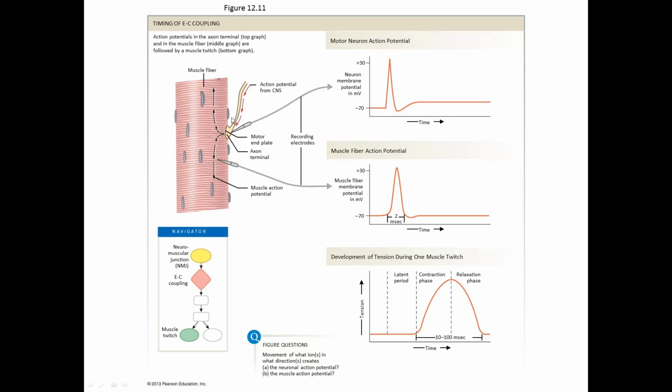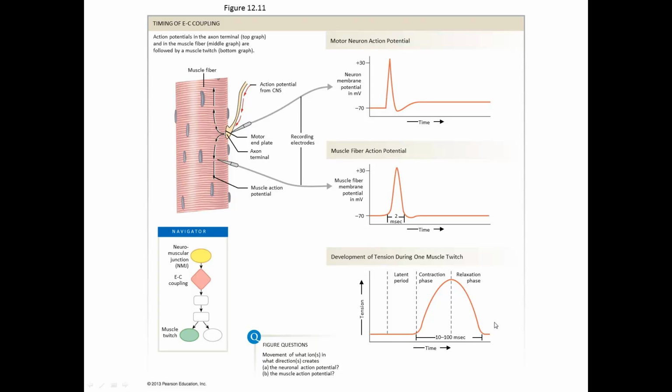What's happening, and I've already told you what's happening within the muscle cell, is first the electrical signal very quickly moves throughout the muscle cell, along the plasmalemma, through the transverse tubular network, and then that triggers calcium release. So during this latent period, you are having a propagation of the electrical signal, and you're getting a release of calcium inside the muscle cell that's going to lead to this contraction phase.